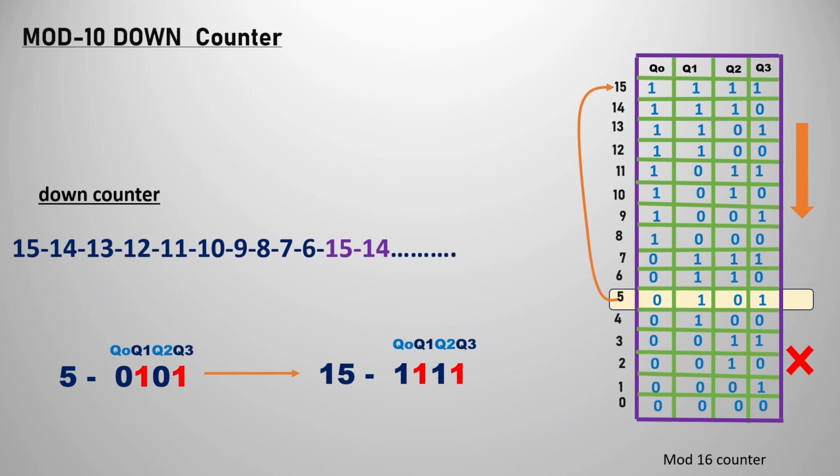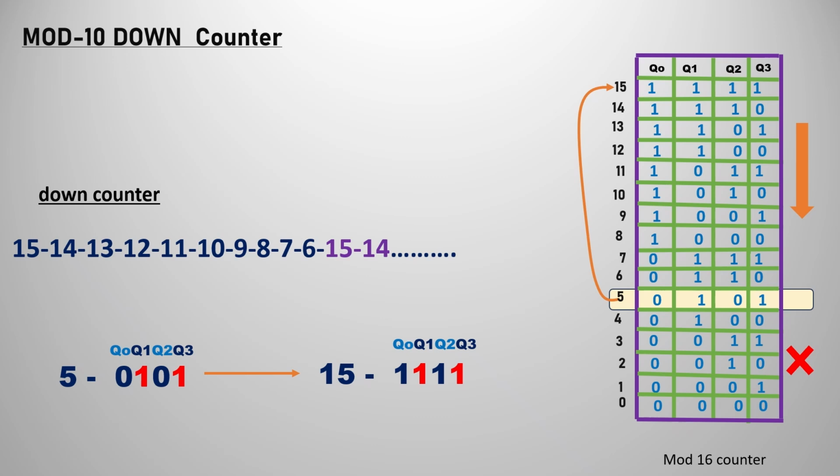So the next thing that we are going to see is the MOD-10 down counter. So a down counter is nothing but you are just starting with 15 and ending at the last one. Last one means what? We are going to calculate the 10 sequence. So 10 minus 15, what? That is 10. So we are going to go up to 6.